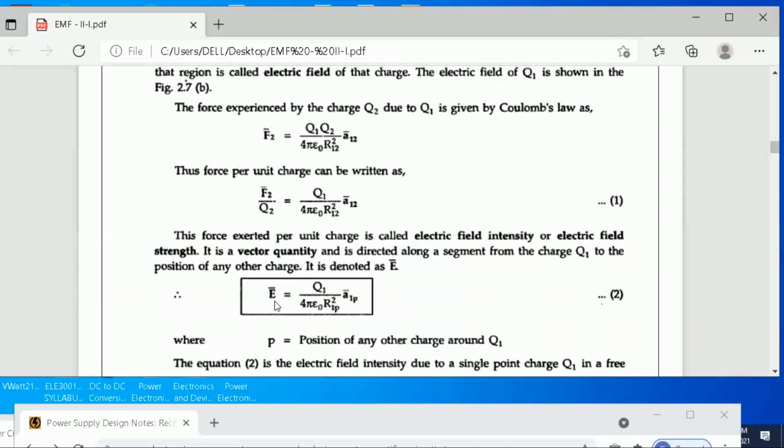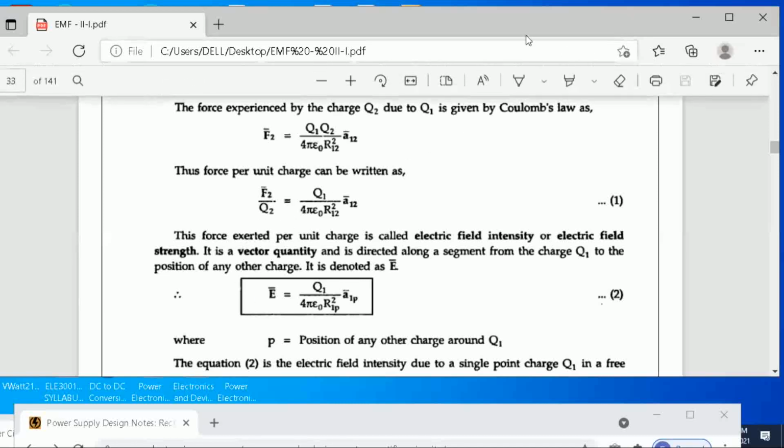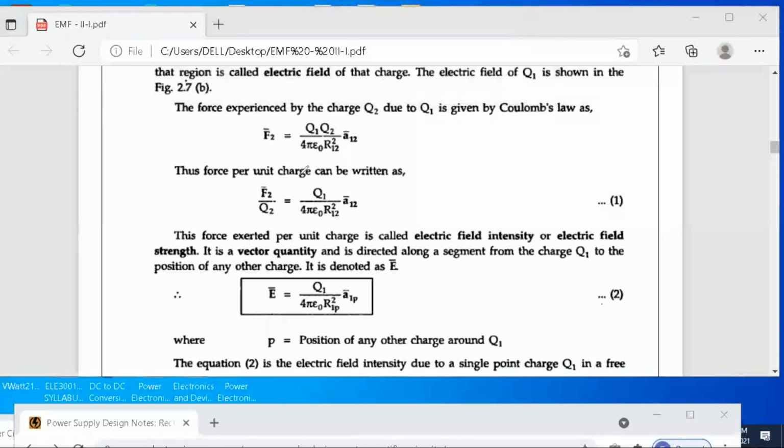I don't know if I explained it good enough, but it will come out when we do some examples. So this is your force. This is your electric field intensity.